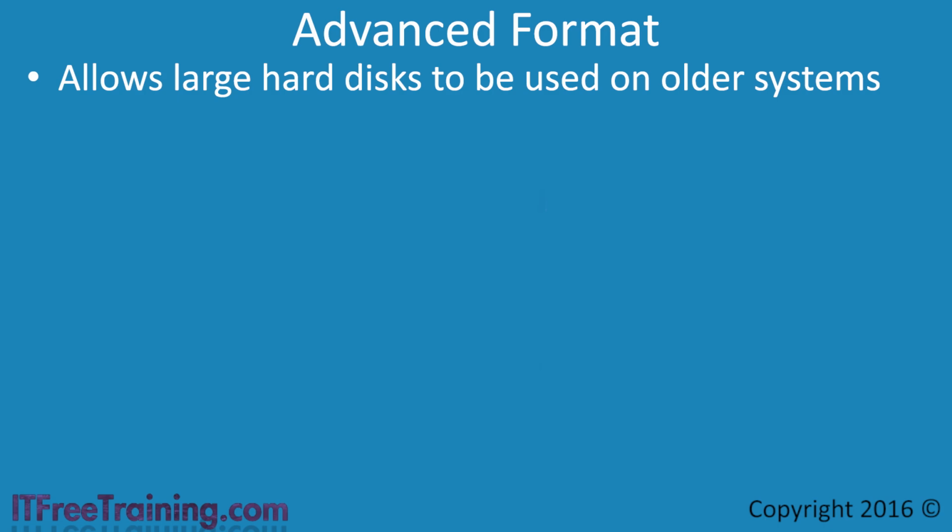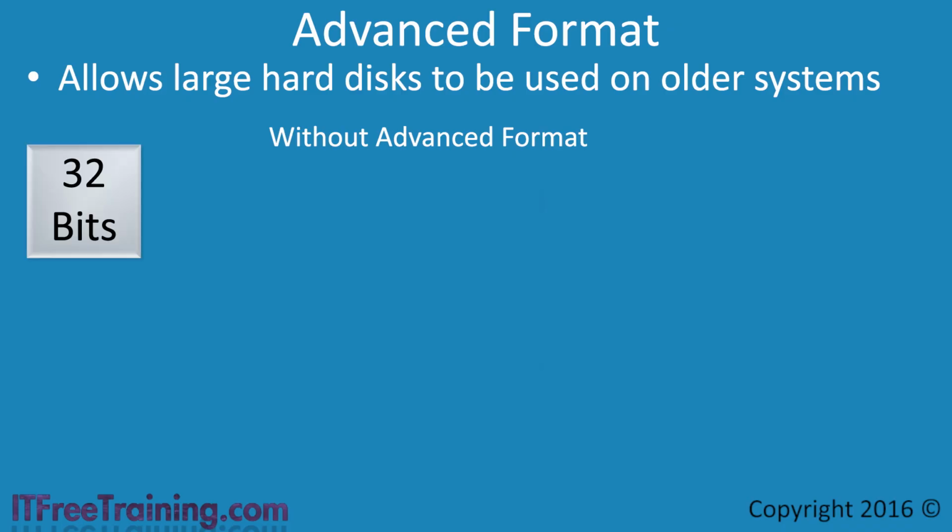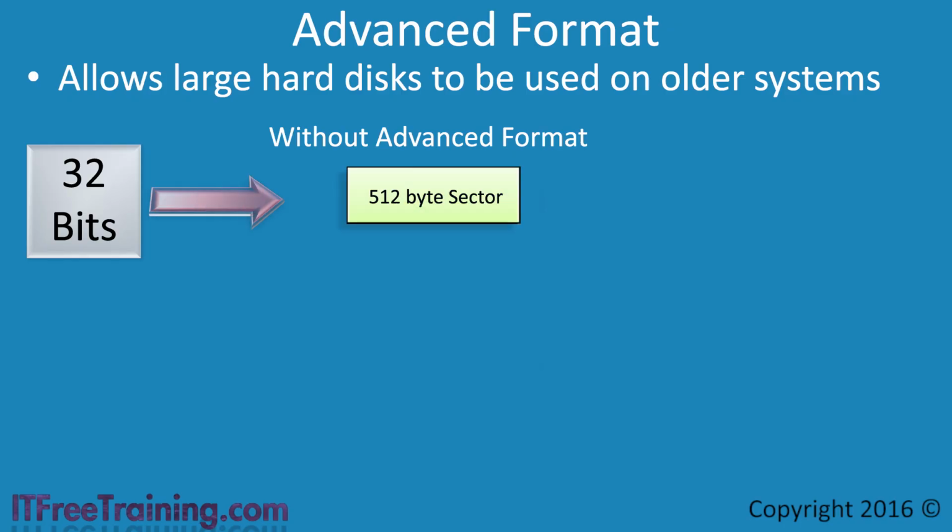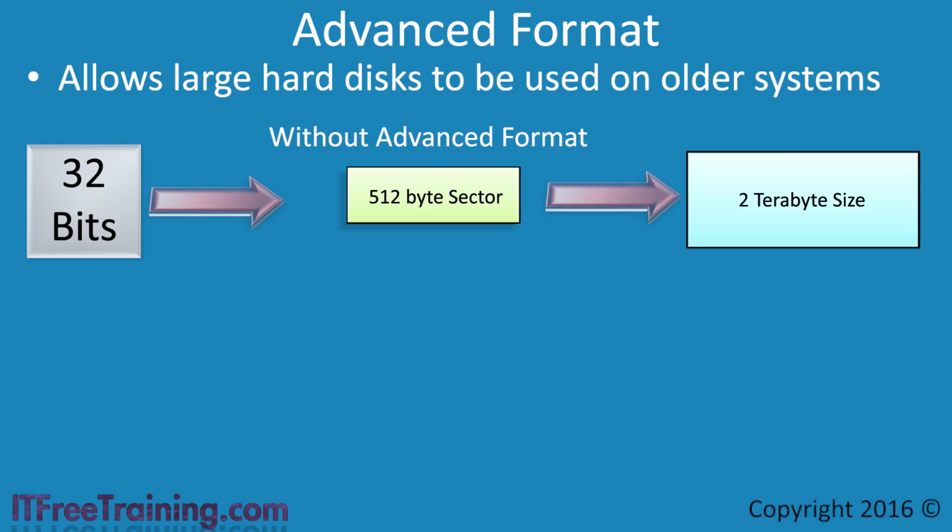This potentially allows hard disks larger than 2 terabytes to be used on older hardware and software that does not support GPT. To better understand how this advanced format works, I will first look at how it works without advanced format. When an MBR partition table is used, it uses 32 bits to hold its data. The largest sector size that can be used is 512 bytes. This gives us a total limit of 2 terabytes in size. You can see this is where the 2 terabyte limit comes from. A limit imposed on MBR of 32 bits and a sector size of 512 bytes.